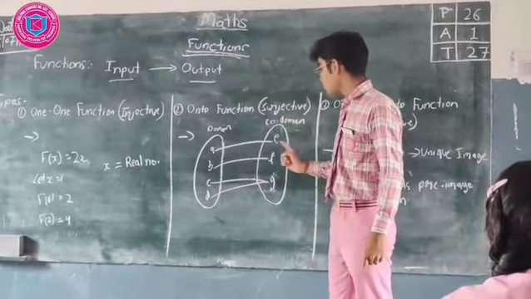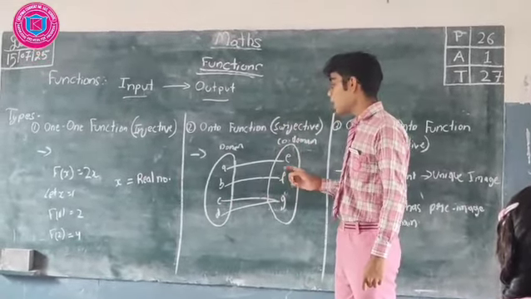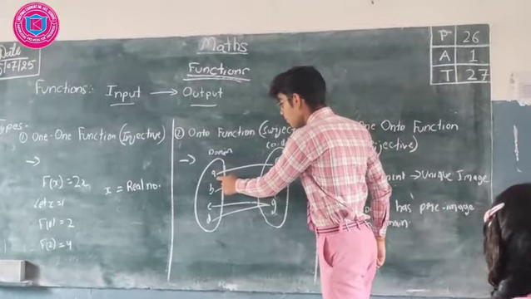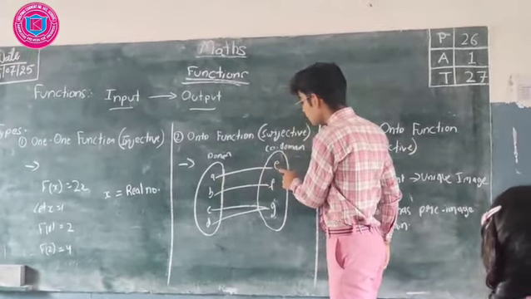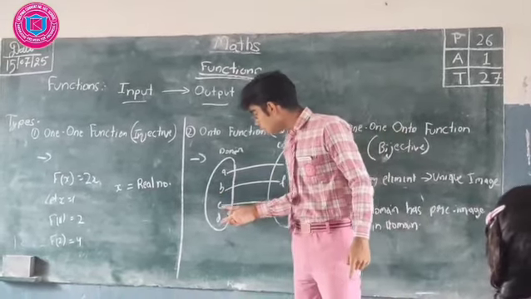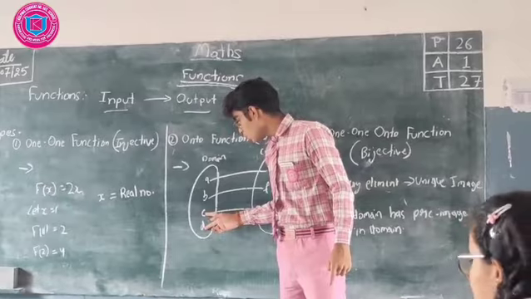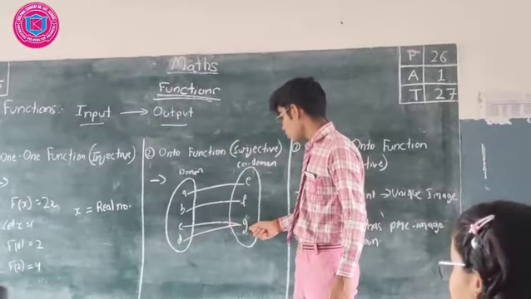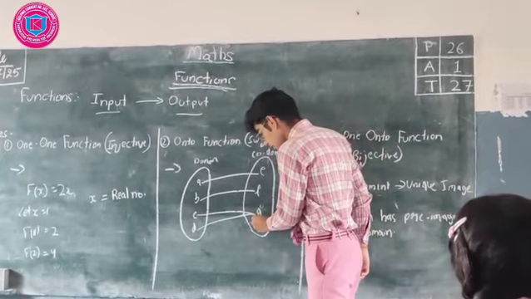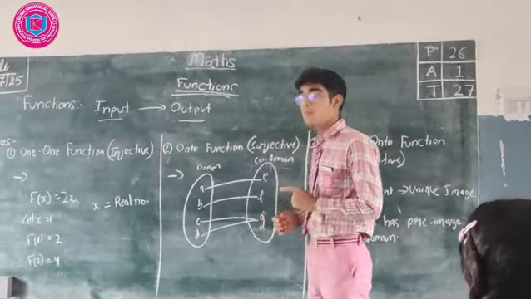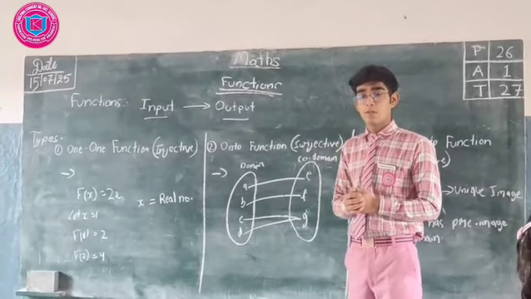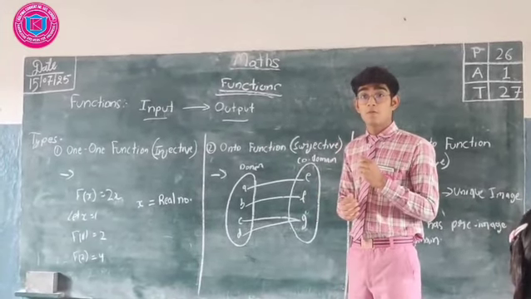As you can see, the first element of the domain has an image in the codomain. The second element is also in the domain. But you can see that two elements of the domain form only a single image in the codomain. So I can tell that every element of the codomain has a pre-image in the domain, and it can be one or two. For example, this means that we can put two inputs and get a single output. So this is called an onto function.